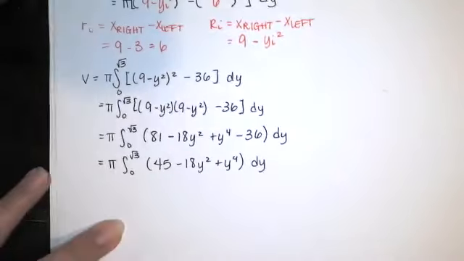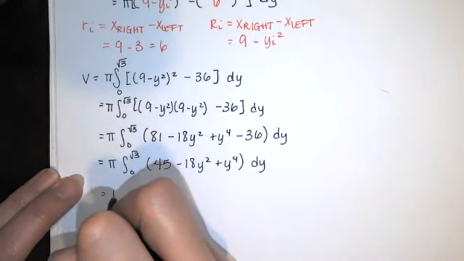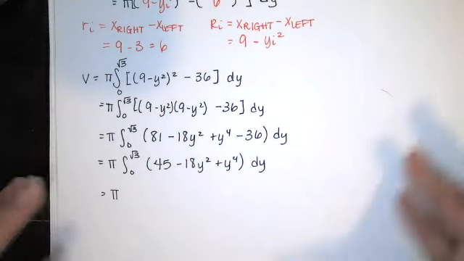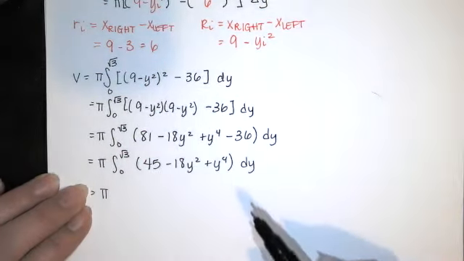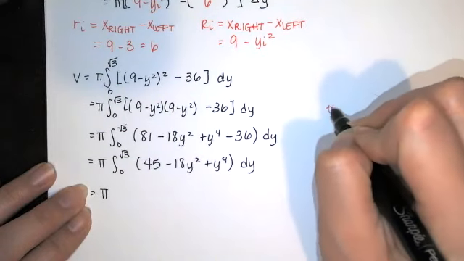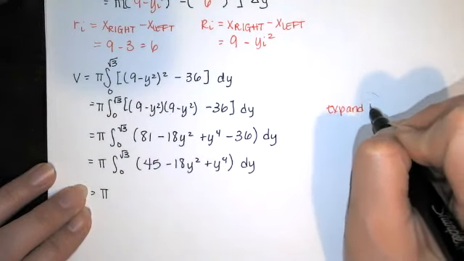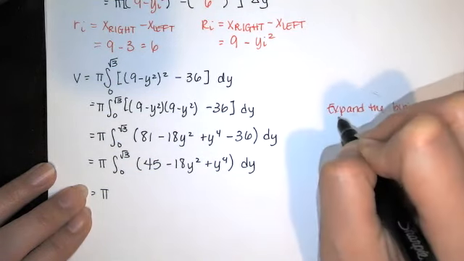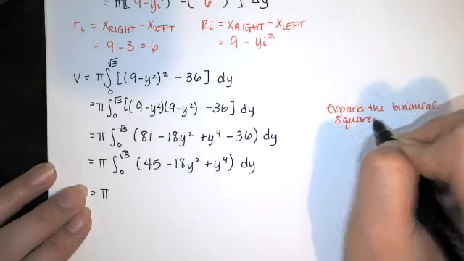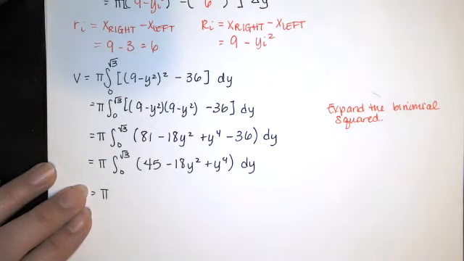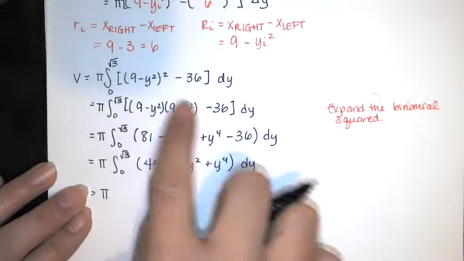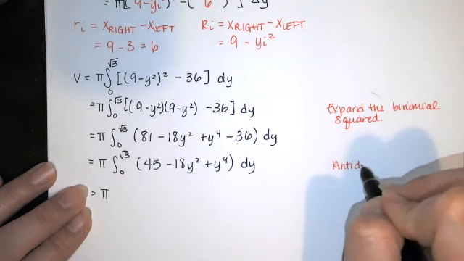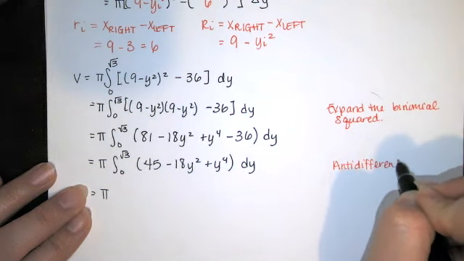So we have that there. And now we're ready to anti-differentiate and then plug in the limits. So we're ready to apply the fundamental theorem of calculus to evaluate this now. Now you don't always have to expand the binomial squared, but we have to expand squared binomials if we don't have a rule for that. We didn't have a rule for this, but we have a rule for this. So now we can apply that anti-differentiation rule.